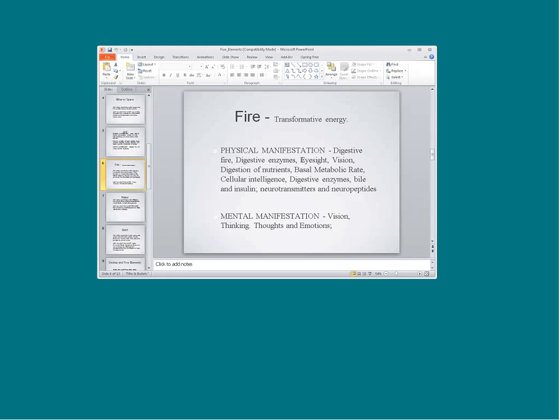Vision, our processing of the things that we see, because we understand that vision is actually taking place within the brain, and this is similar to the idea that the mind is the center of all of the senses. The digestion of nutrients, our basal metabolic rate, our cellular intelligence, our digestive enzymes, the bile and insulin, our neurotransmitters and neuropeptides. These are all manifestations of fire. The mental manifestations are in vision, in thinking, and thoughts and emotions.